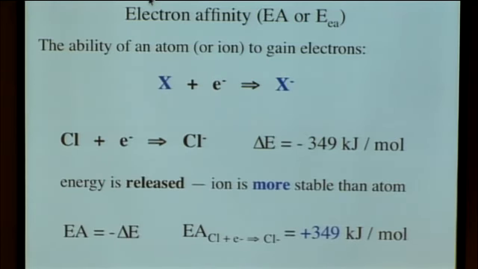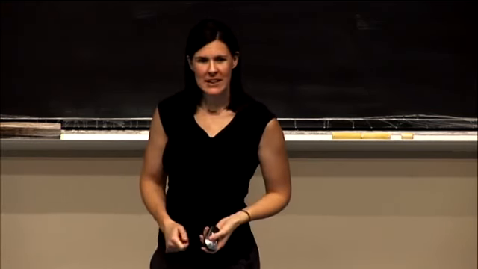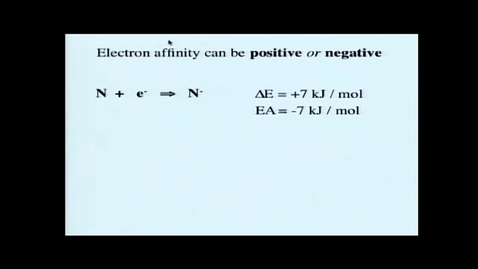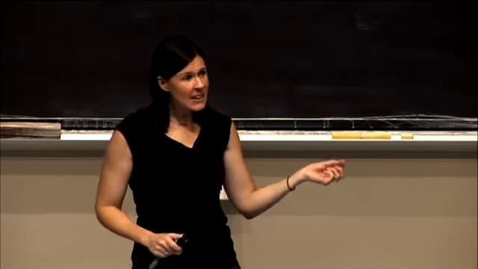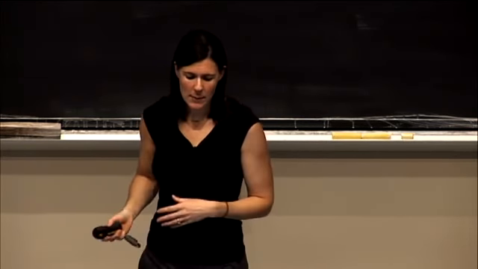But chlorine does have a very large electron affinity, meaning it really likes getting an electron and becoming a chlorine ion. One major difference between electron affinity and ionization energy is that when we talked about ionization energy, remember ionization energy always has to be positive. We will never have a case where ionization energy is negative. Electron affinity, however, can be either negative or it can be positive.